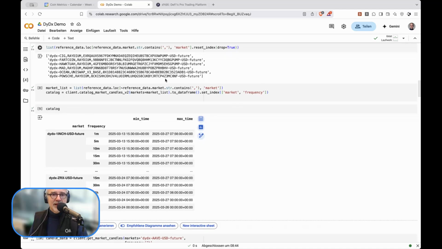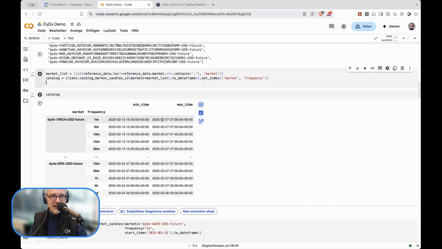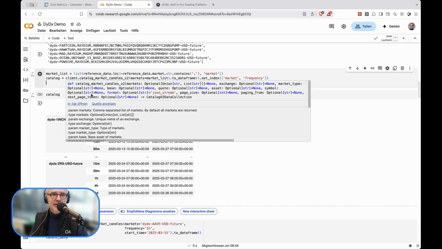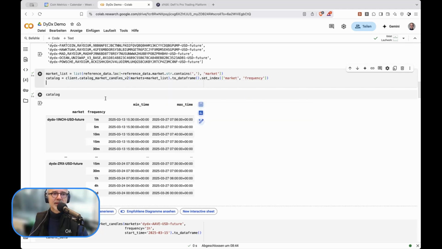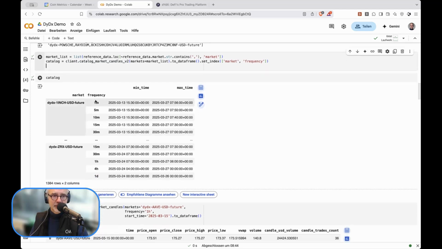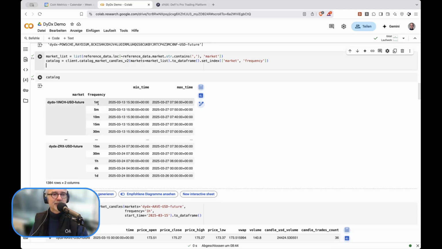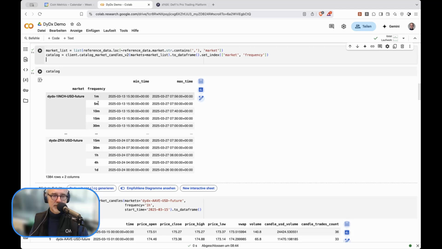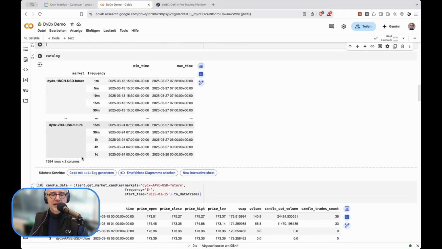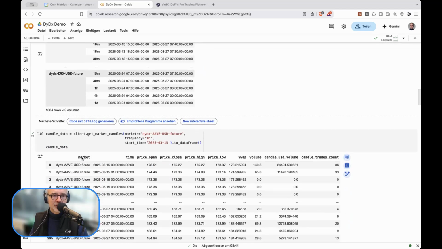If you get the market candles catalog, you get the frequency for which these are available. You see we have a wide range of frequencies going all the way from 1 minute to 1 day. And that of course increases the number of available market candle feeds that you can choose from.